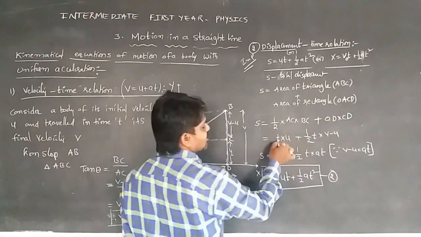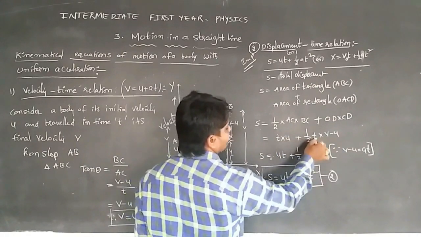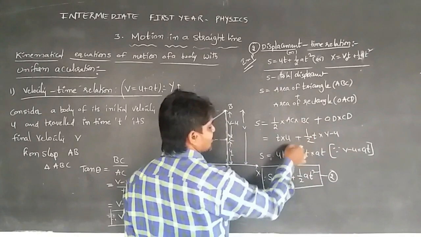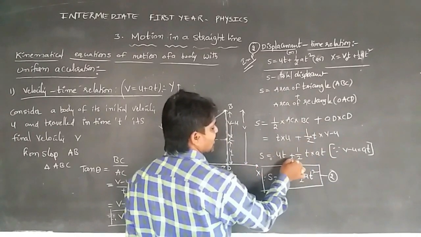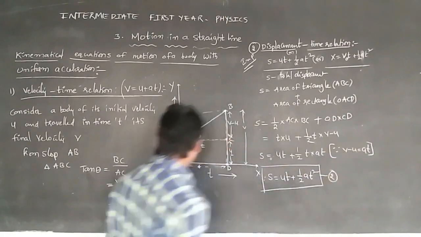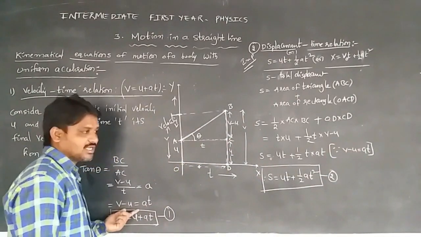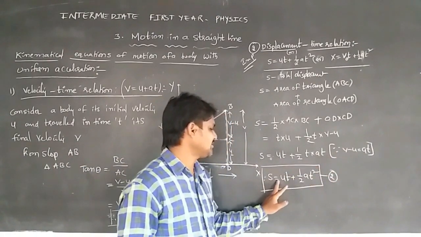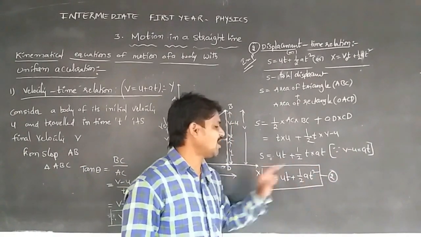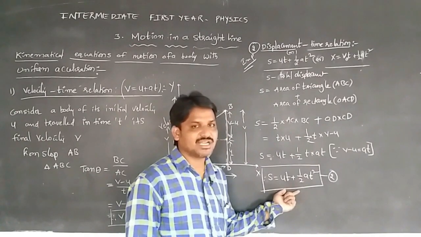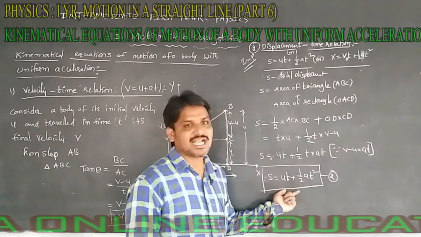From that also we can write T into U plus half T into V minus U. By substituting these values in the equation, we get S is equal to UT plus half T into, we know that V minus U is equal to AT from the initial relation. By substituting that value we get S is equal to UT plus half AT square. This is the displacement time relation, the second kinematical equation.